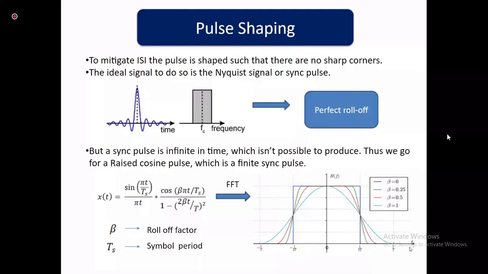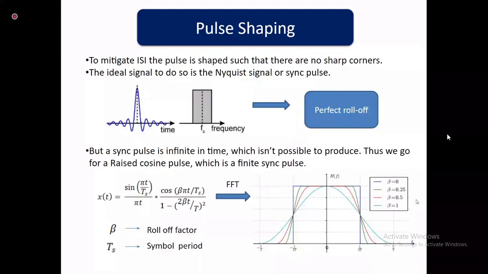Usually, we select a beta value of 0.5. This is also sometimes called alpha. It's the roll-off factor. Typically, we choose this as 0.5 because that gives us something which is not too big in the time domain, and it is pretty close to an ideal value in the frequency domain.